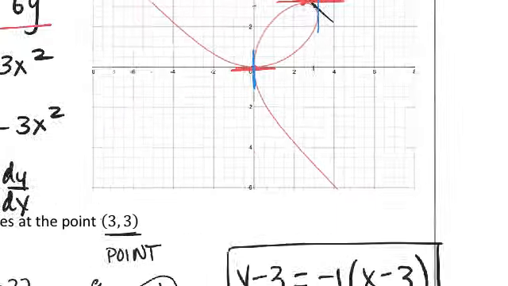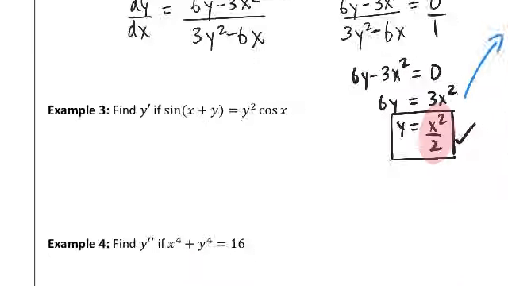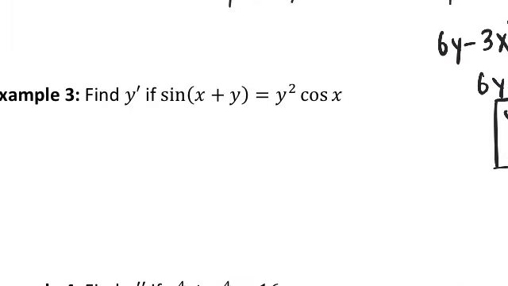Okay, so moving on to the next example, let's do some trig. So we've got this guy here. Same idea, except trig functions to find this is an implicit equation, right? Sine of x plus y, and then on the other side, y squared cosine x. We're just going to leave the equation just like that and differentiate both sides implicitly.